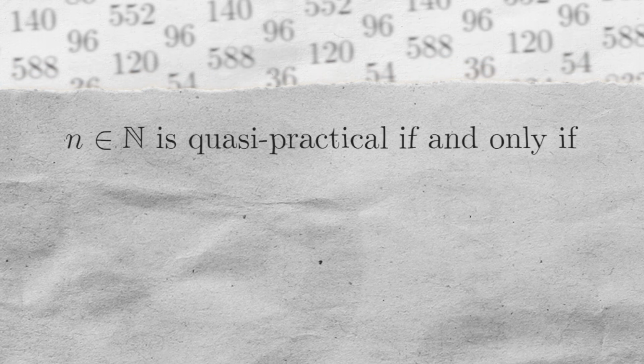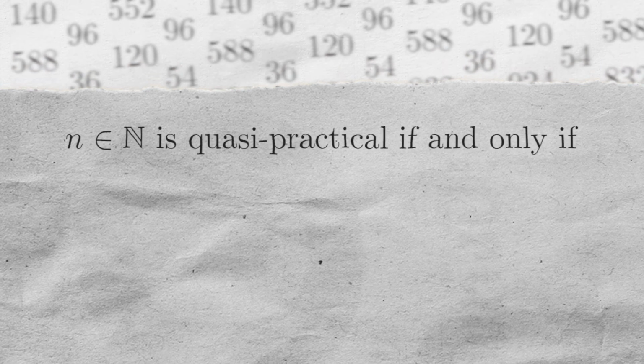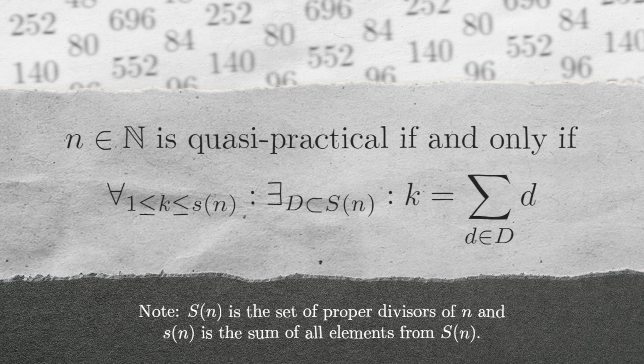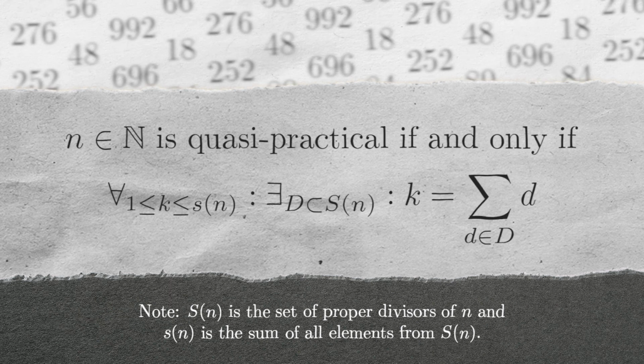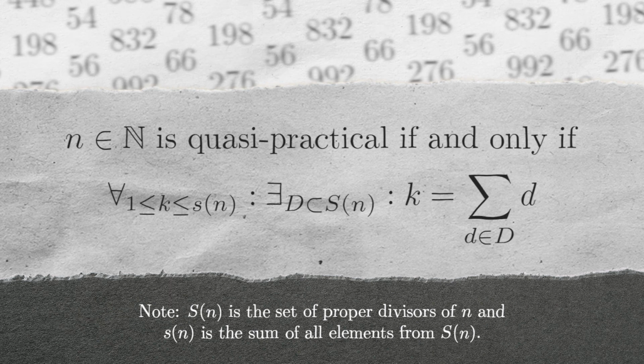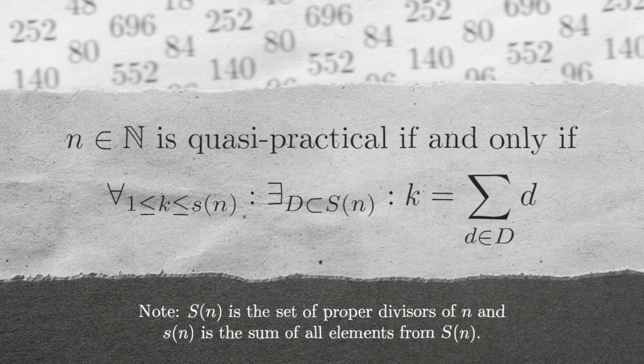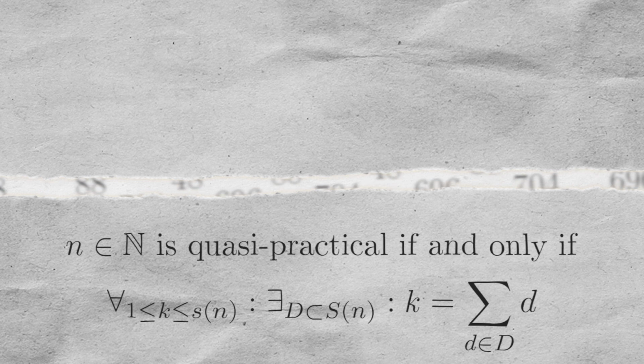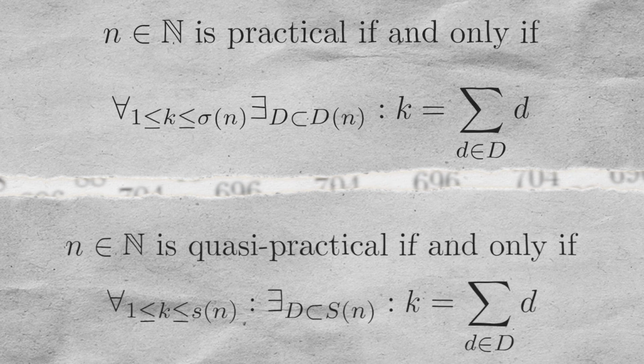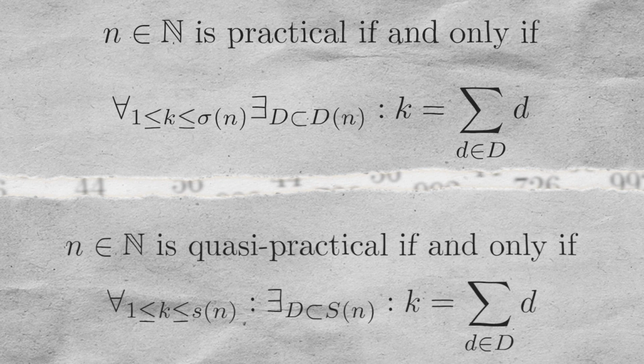We'll say that a number is quasi-practical if and only if each number between 1 and the sum of proper divisors of n, which are the divisors smaller than n, is representable as a sum of distinct proper divisors of n. It's a very similar thing to practical numbers, except we consider all divisors of n except for n itself.